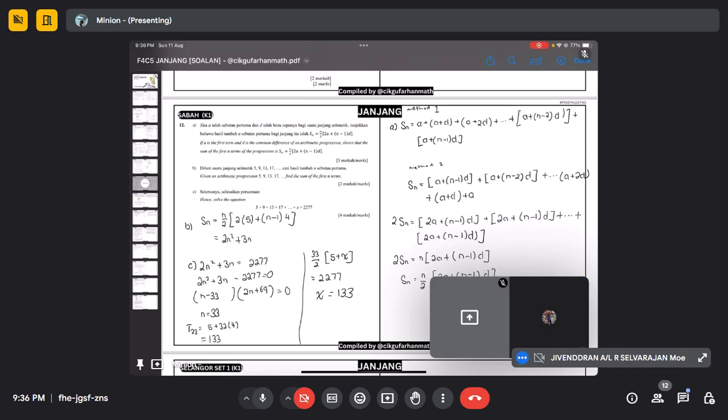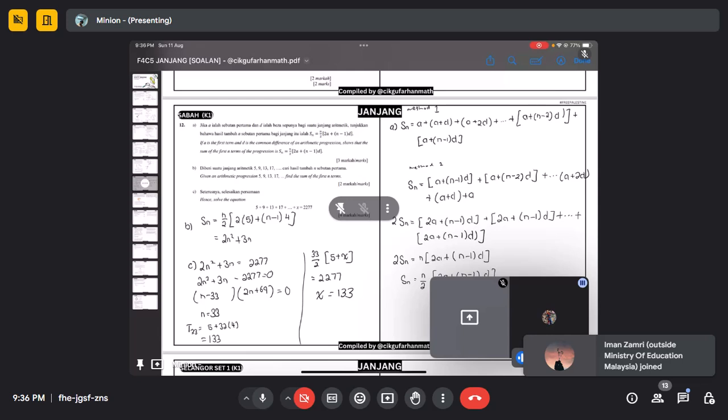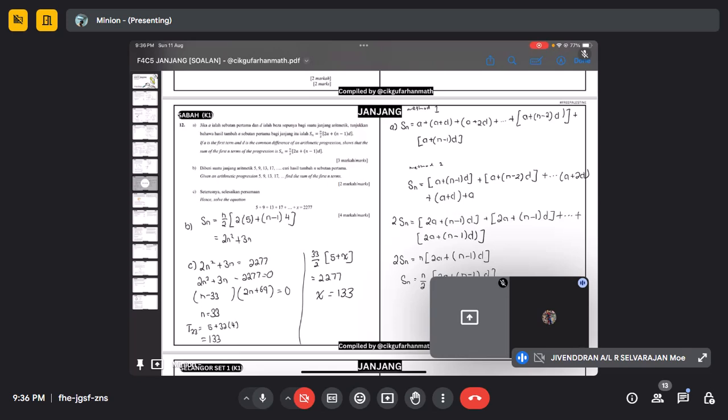Okay, then for B, B is very easy. You can just use the Sn formula and get the answer. You can get the common difference by minusing term 2 and term 1.